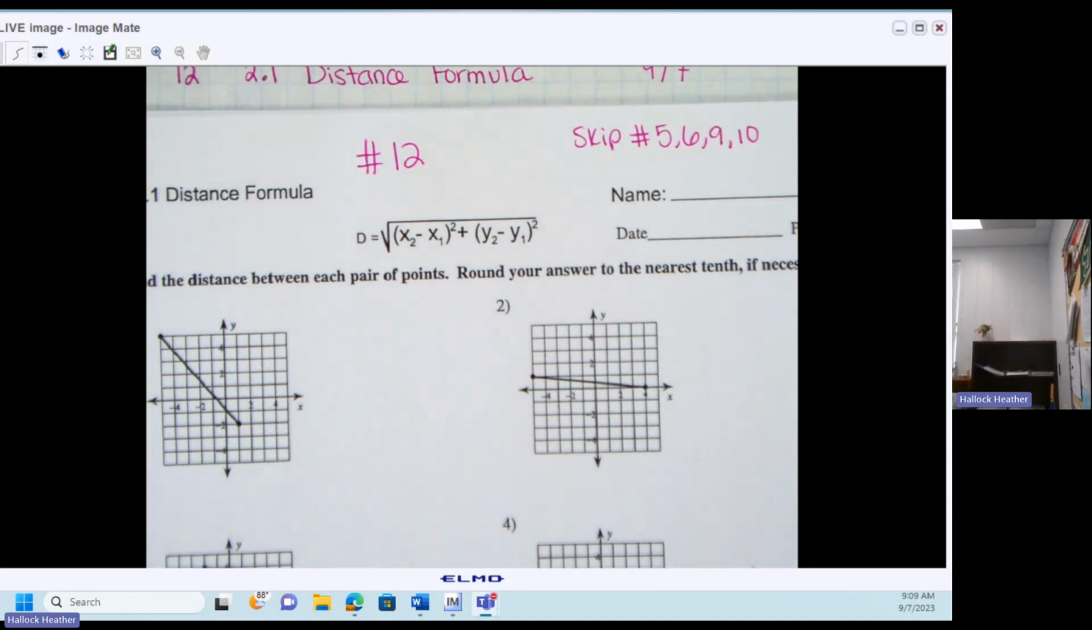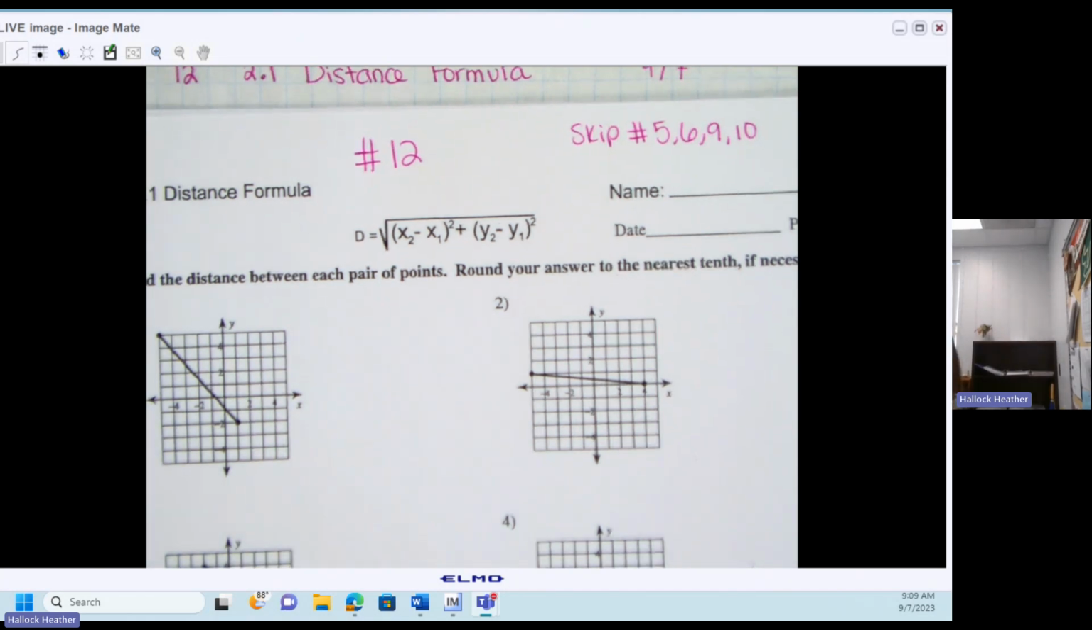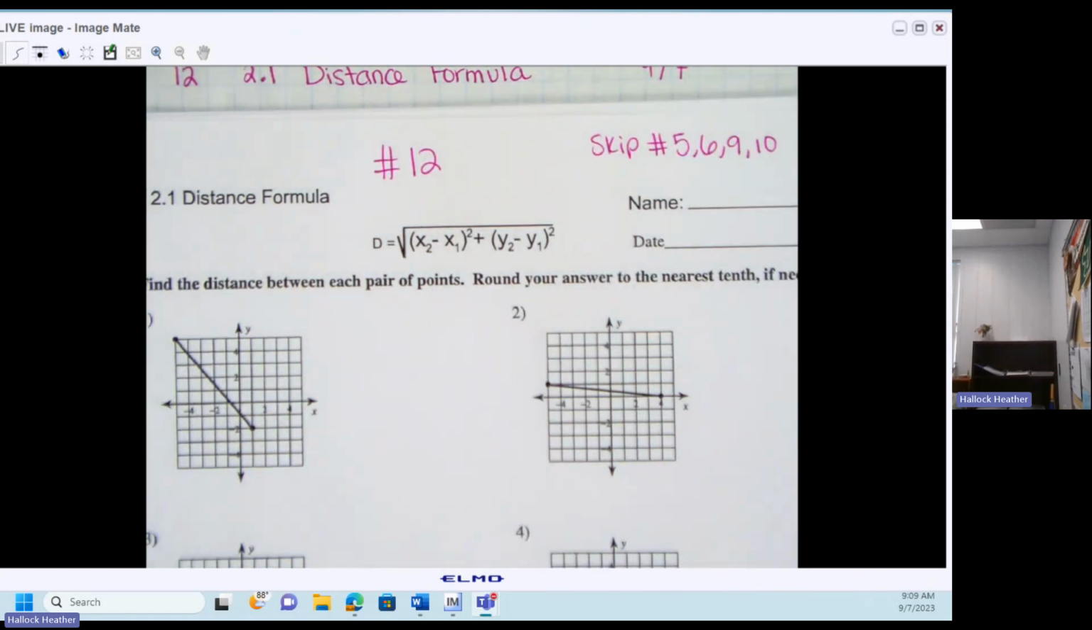So we're going to do a couple together, and then I'm going to let you go because once you catch on, it'll be okay. The hard part is writing your coordinate points correctly. Even when I did this yesterday with geometry honors, they were having trouble writing out the initial coordinate point. So you need to be careful with your initial coordinate point.